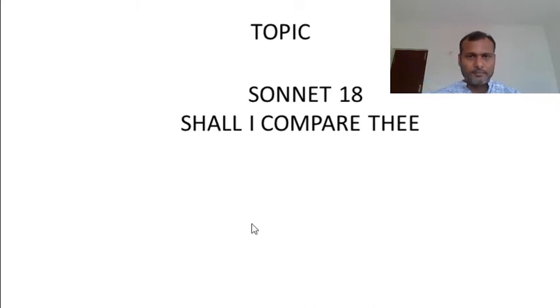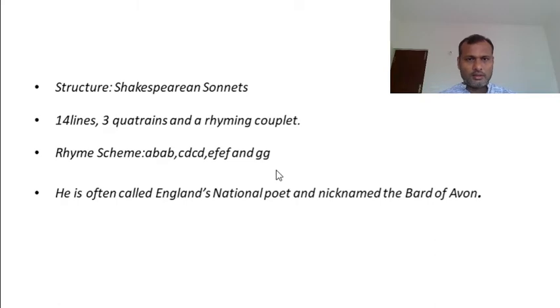Sonnet number 18. And in the previous class, we have dealt with the sonnet in a detailed manner. And once again, let us have a recap of it. If you have a question like what is a sonnet, the answer is simple. Sonnet comes from an Italian word, sonetto, meaning little song. And as you all know, a sonnet is a poem which consists of 14 lines.